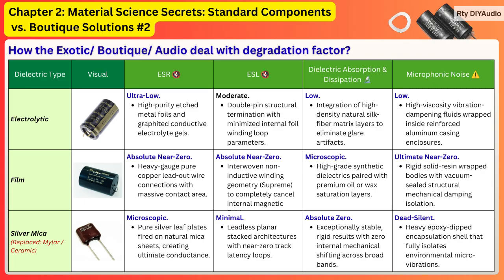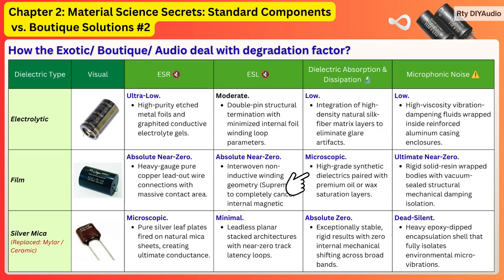To systematically crush ESR barriers, boutique electrolytic components deploy high-purity etched metal foils combined with graphited conductive electrolyte gels, achieving an ultra-low resistance floor that maximizes dynamic weight. To defeat parasitic ESL, boutique film configurations implement complex interwoven non-inductive winding geometries to completely cancel internal magnetic fields, pulling high-frequency phase shifts to absolute zero and expanding holographic depth.